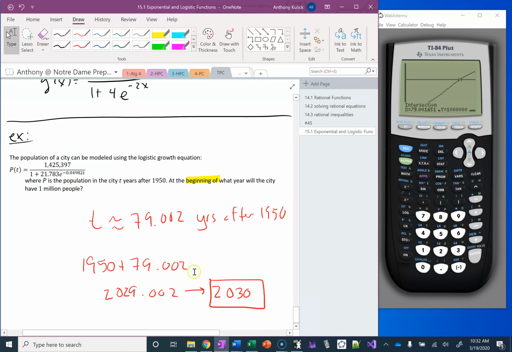So that's it for this first section. It was a doozy. Good luck with the assignment. What I'd like you guys to do is 1 through 16 from the problem set. Okay, good luck, and we'll see you guys next time.